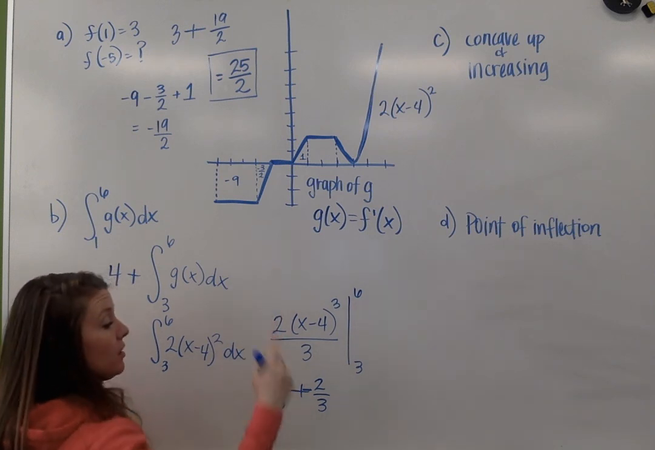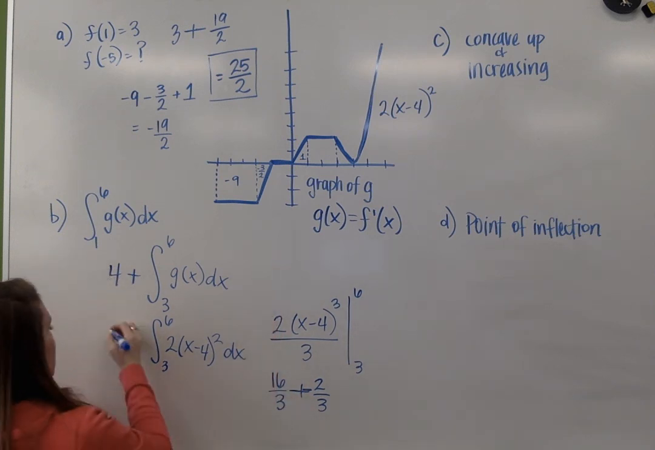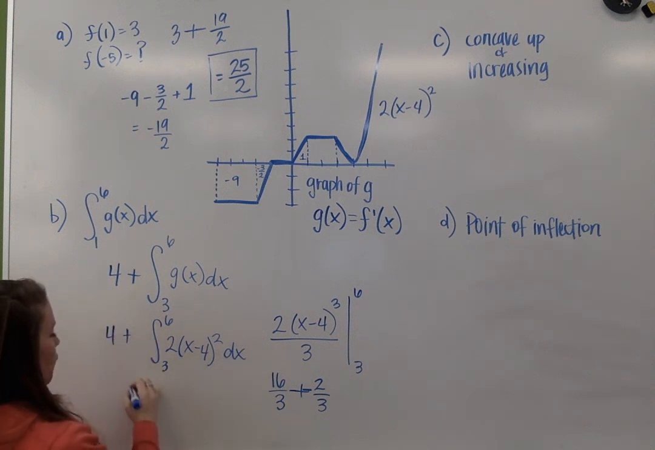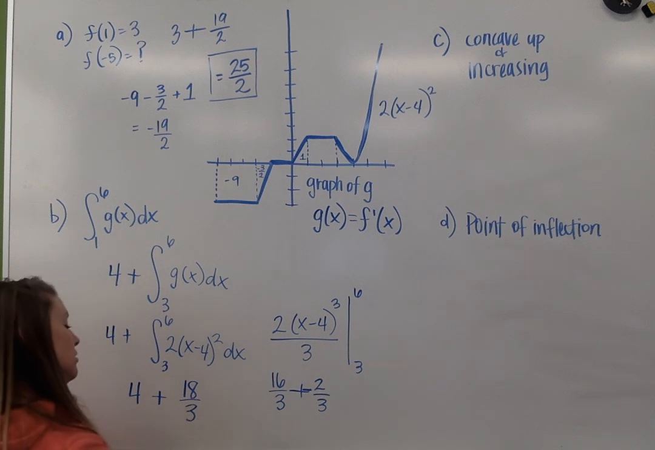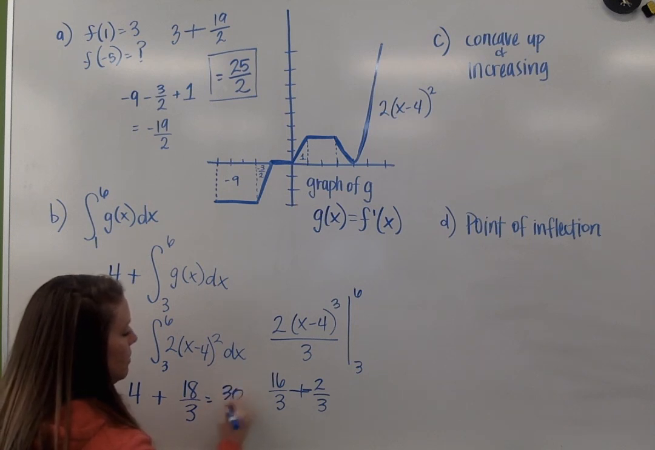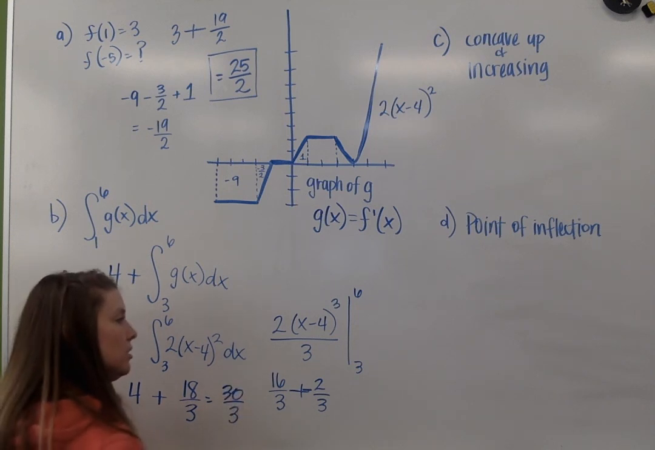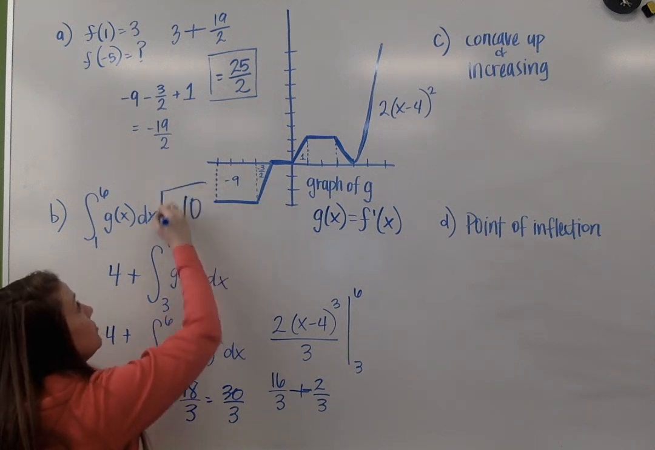So the area under our parabola is 18 thirds. So this becomes 4 plus 18 thirds. That's 12. That's going to give me 30 over 3. So our integral equals 10.